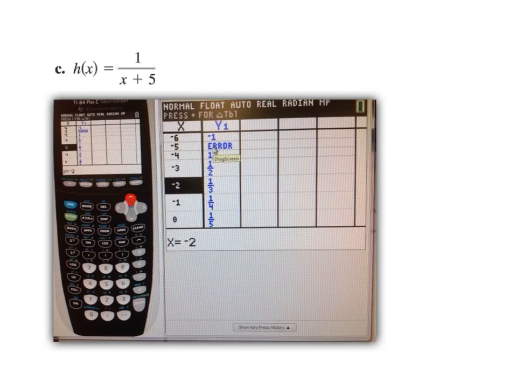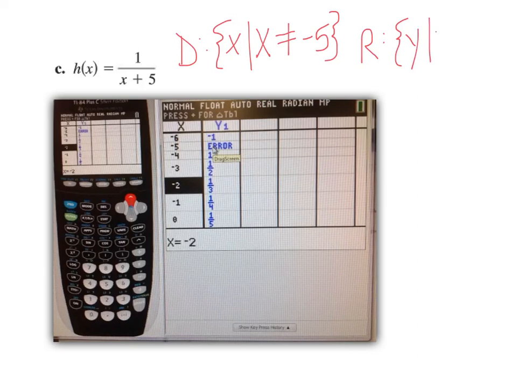So when I write this, I'm going to write my domain is all values of x such that x does not equal -5. And I write my range, it's going to be all values of y such that y does not equal 0.